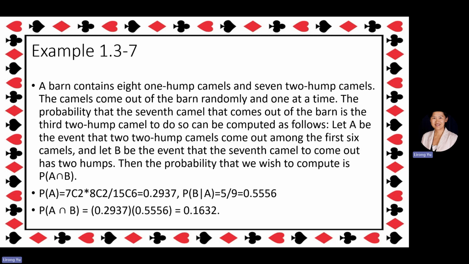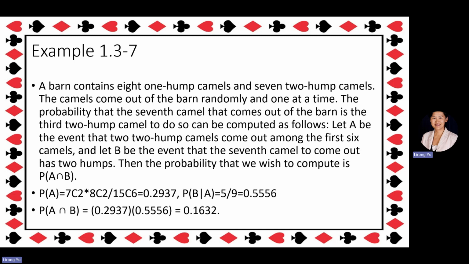All right. The event itself is already pretty complicated. The 7th camel that comes out of the barn is the third 2-hump camel. Okay, so basically we have a target. Number 1, we want the 7th camel to be a 2-hump camel in the first place.